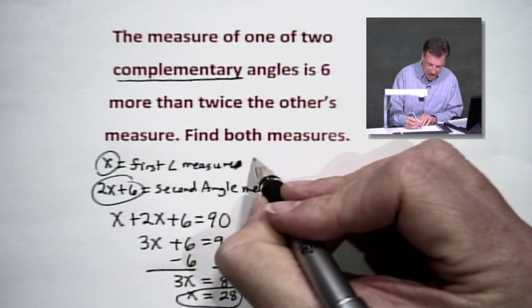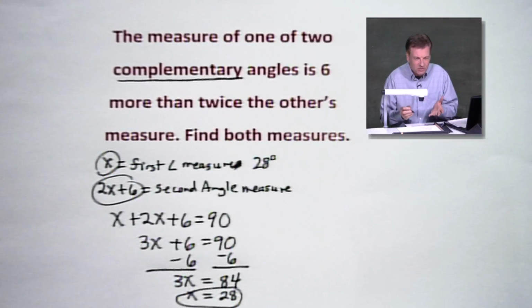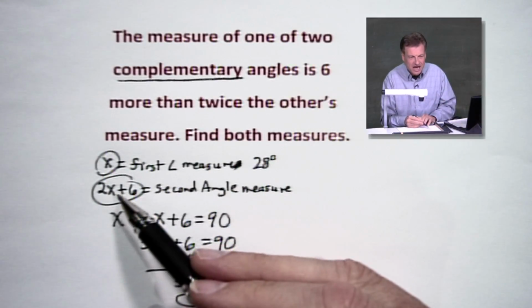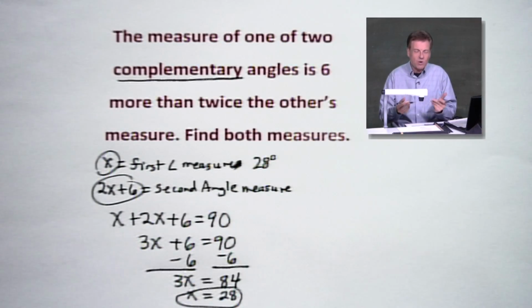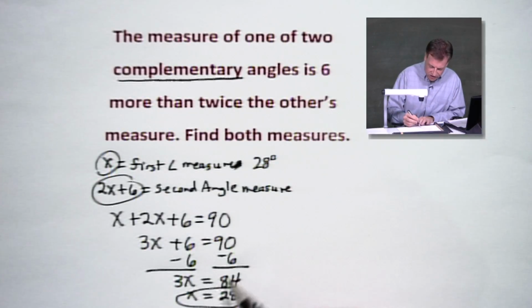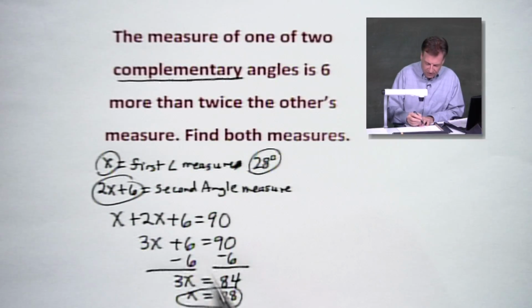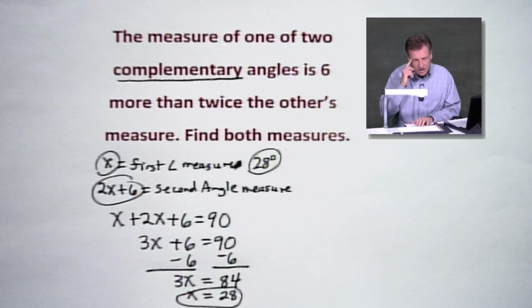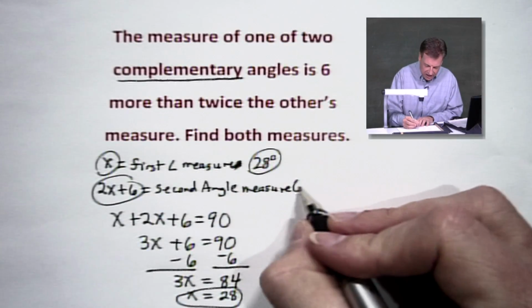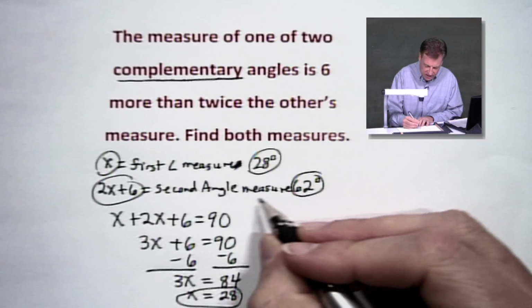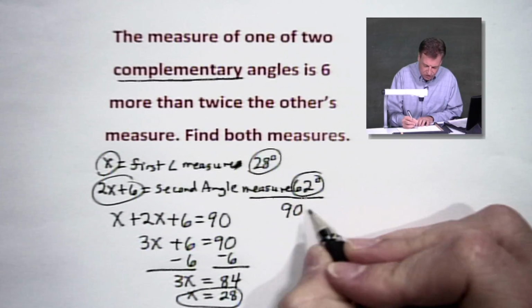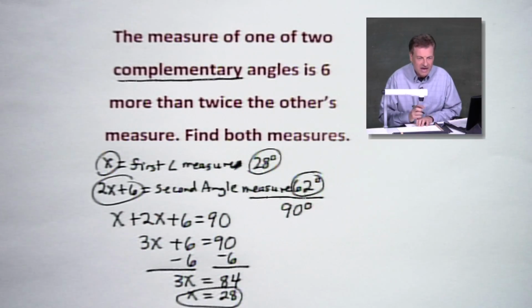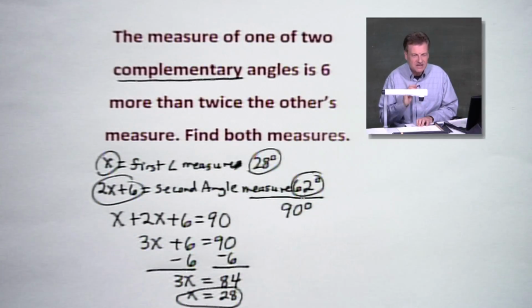Now, that's your first angle. We really knew it was going to be smaller because 2 times that plus 6 obviously has nowhere to go but up. It's going to be a larger angle. It's going to be a larger measure. So we've got 28 for the first one. For the second, we're going to double that 28. We're going to get 56, add 6 more. You're going to have 62 degrees. Now, do they add up to 90? They certainly do. 28 and 62 add up to give you 90.